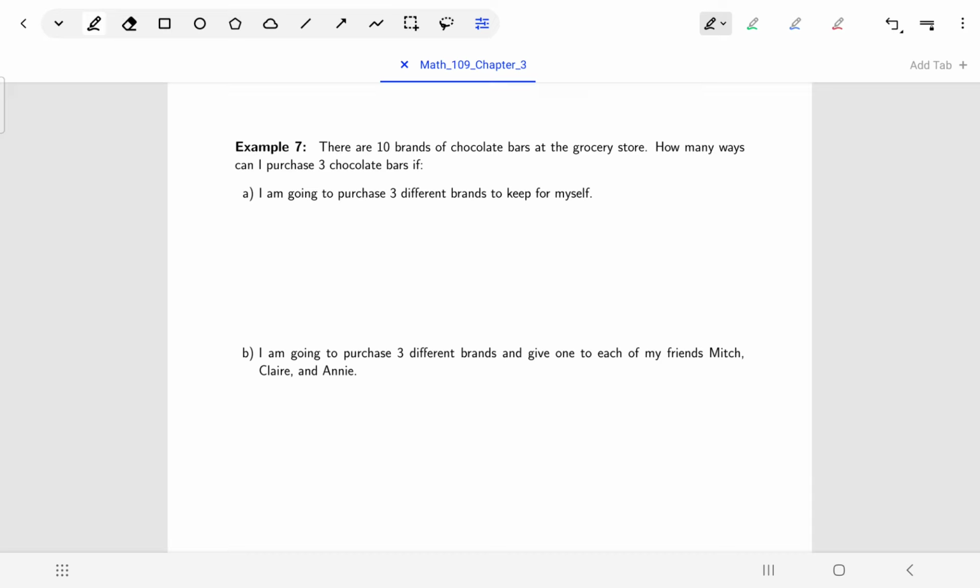I'm selecting these chocolate bars and giving them to specific people. In the first one, let's say one possible way that I could select these brands. I've got all my different brands, 1 through 10, and let's say I picked brand 1, brand 2, and brand 7. Would that be the same as if I went home with brand 7, brand 1, and brand 2 in my little shopping bag? The answer would be yeah.